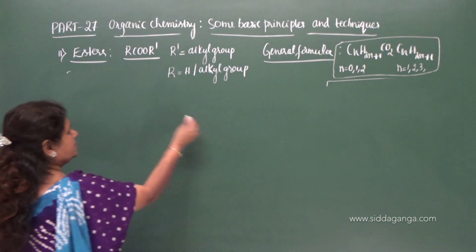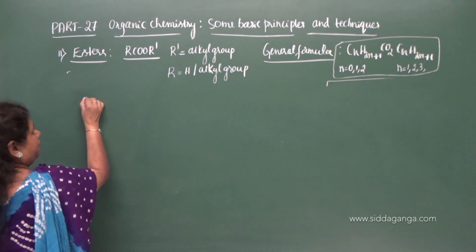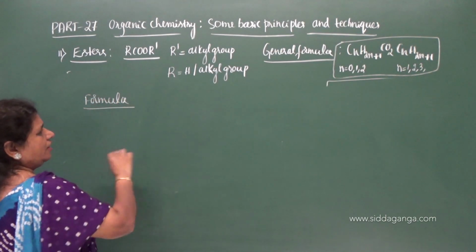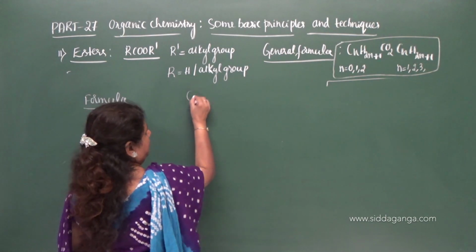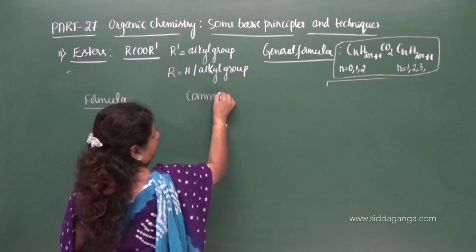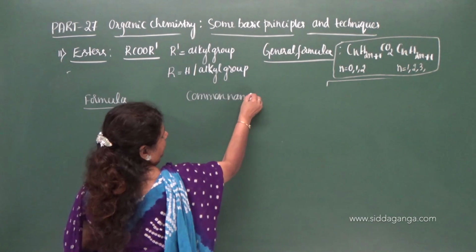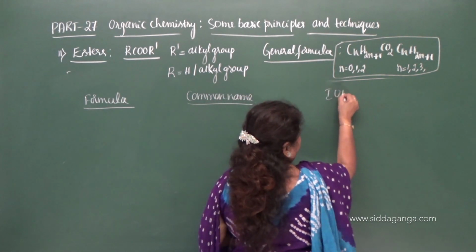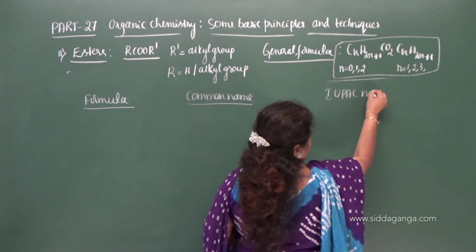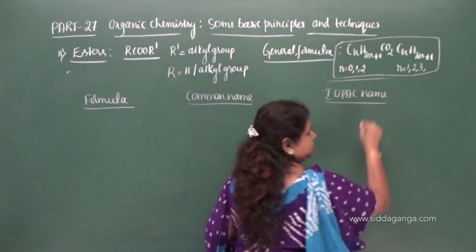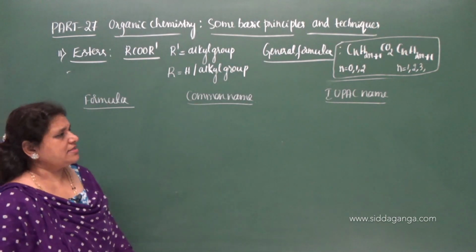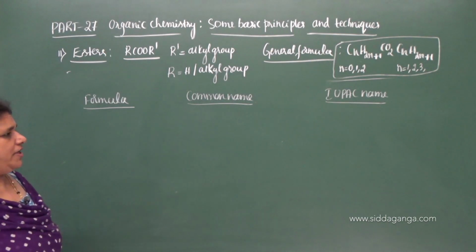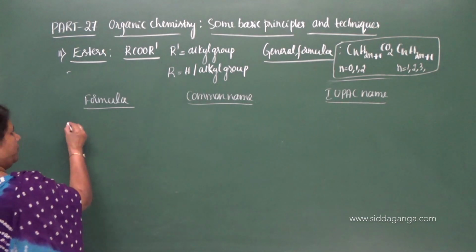Make 3 columns as usual. In the first column you write formula. Okay. And in the second column write common name, and in the third column you write IUPAC name. Okay. So first is the formula, second column you write a common name, and in the third column you write IUPAC name. So write on the first compound.